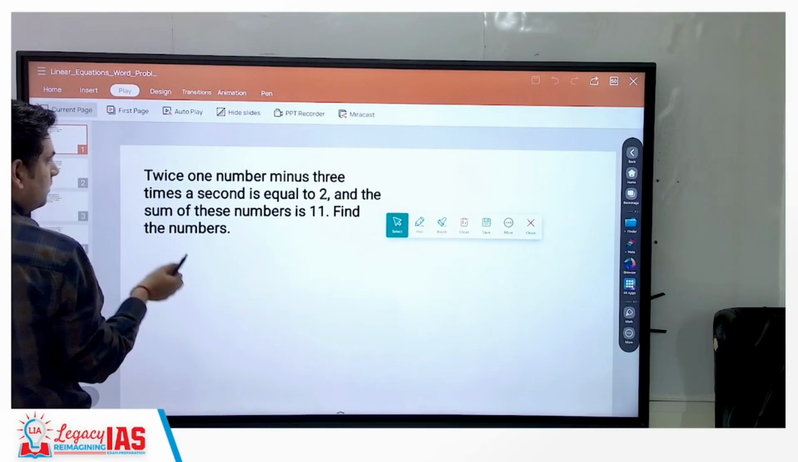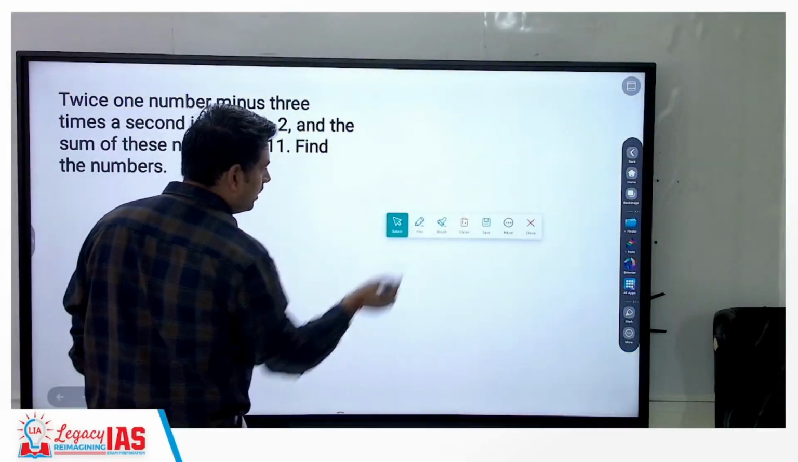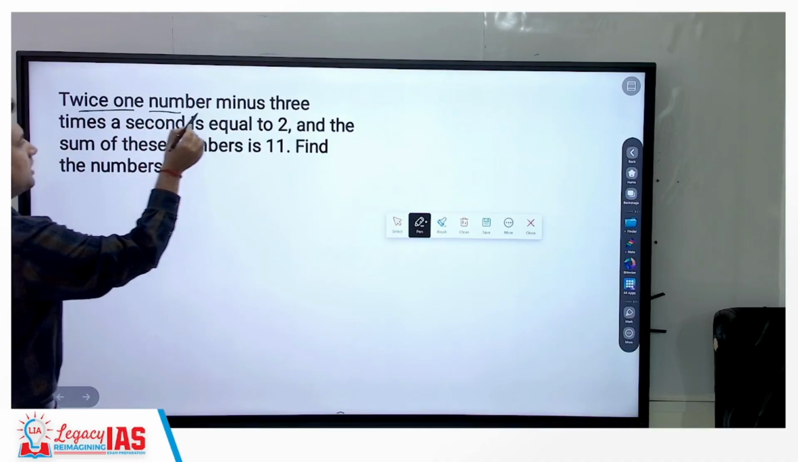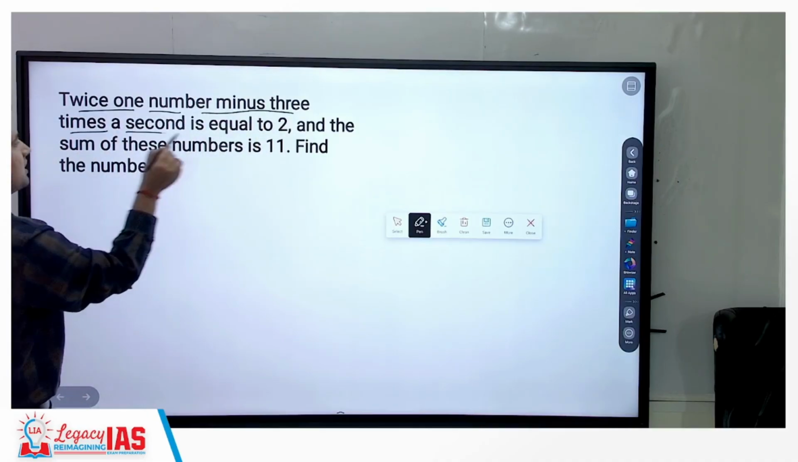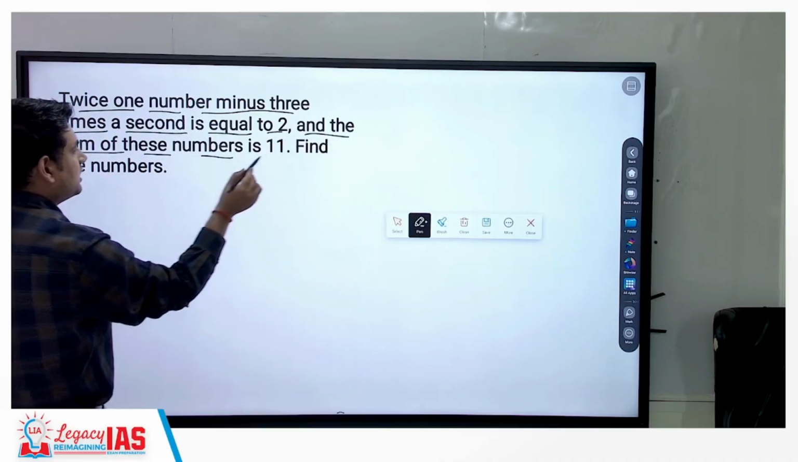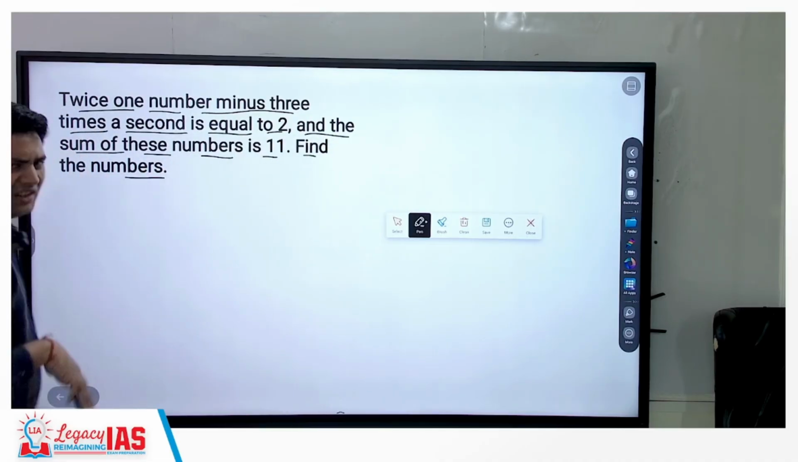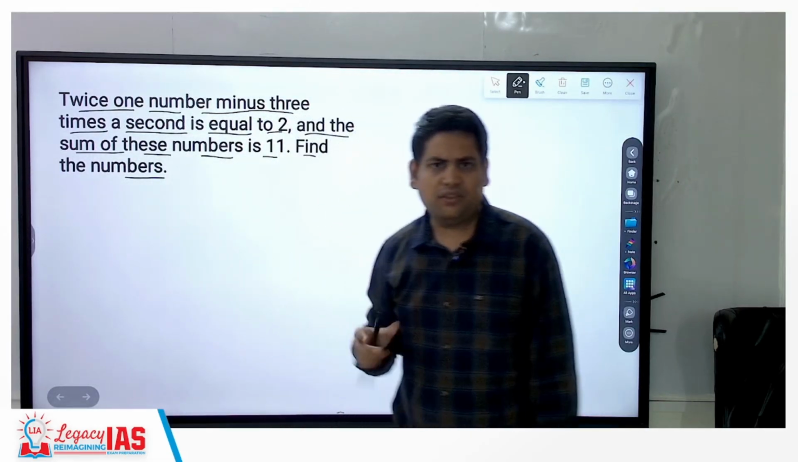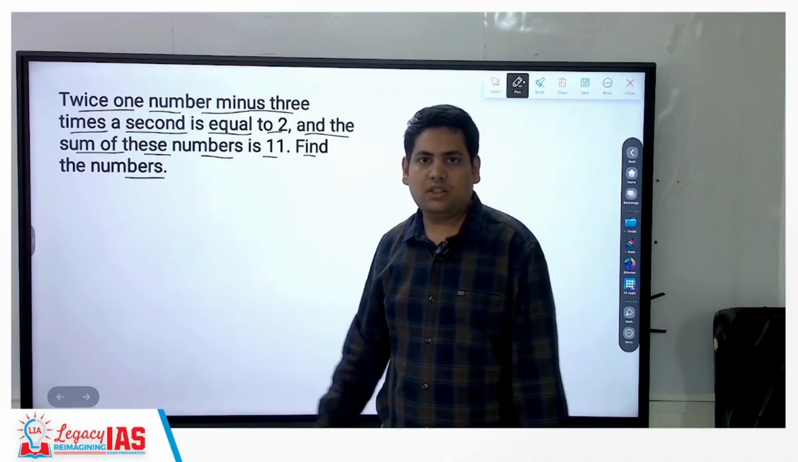Let's see. Twice one number minus 3 times a second is equal to 2, and the sum of these numbers is 11. Find the numbers. Now if you see, every part of it is a little vague. Now how do you form equations for this?